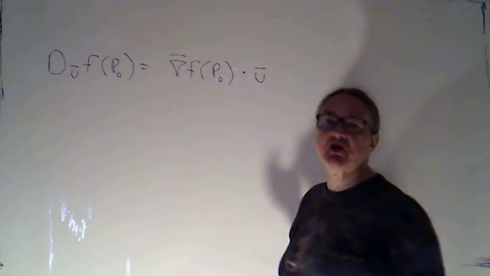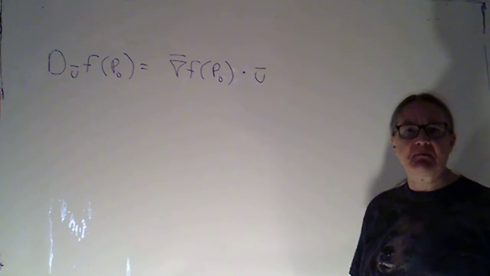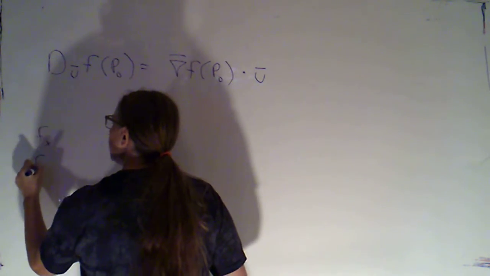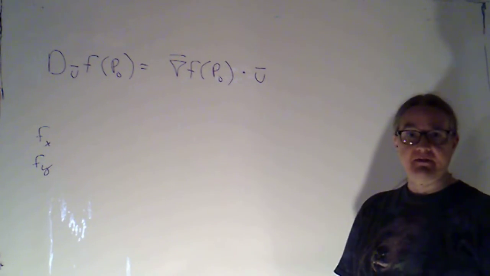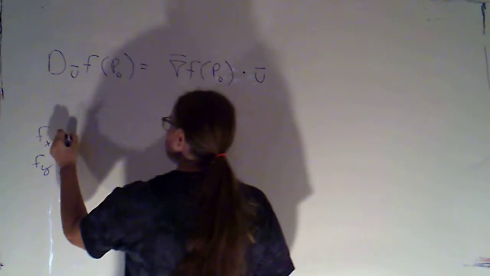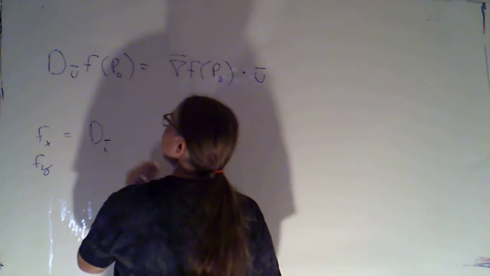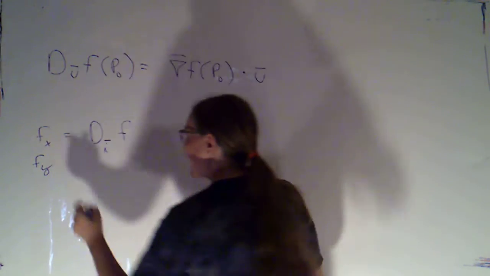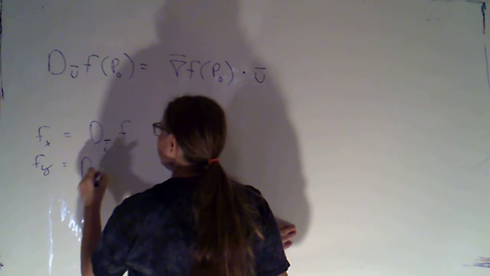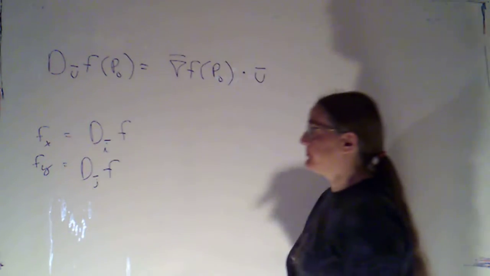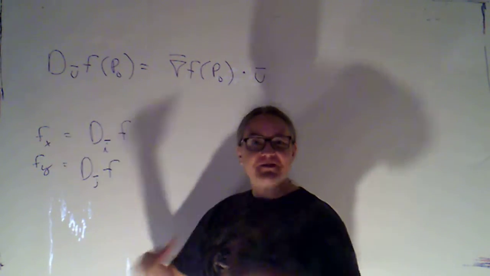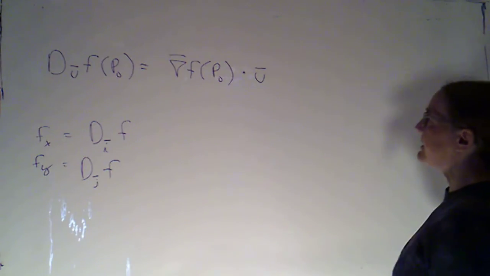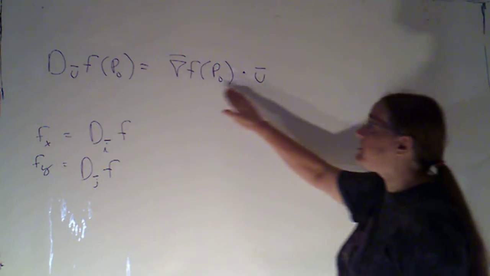I mentioned previously, but sort of in passing, that our partial derivatives, f sub x and f sub y, are themselves actually directional derivatives. F sub x is the partial derivative in the direction of i, and f sub y would be the partial derivative in the direction of j. And of course, if we were in 3 space, f sub z would be the directional derivative in the direction of k.